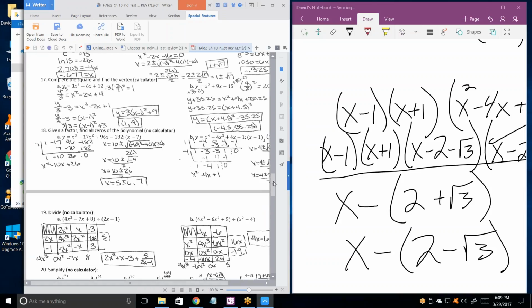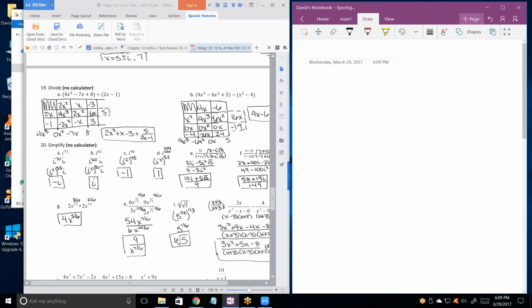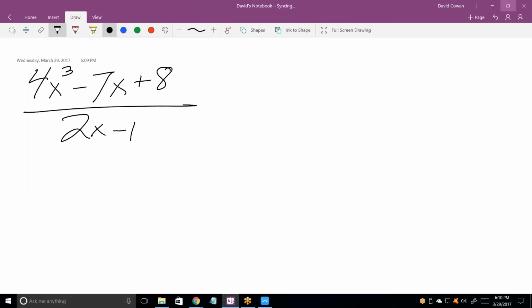19. Divide. Let me write the problem out. There's 2 ways to divide. What are they? I can do it by long division, or I can do it by synthetic division.